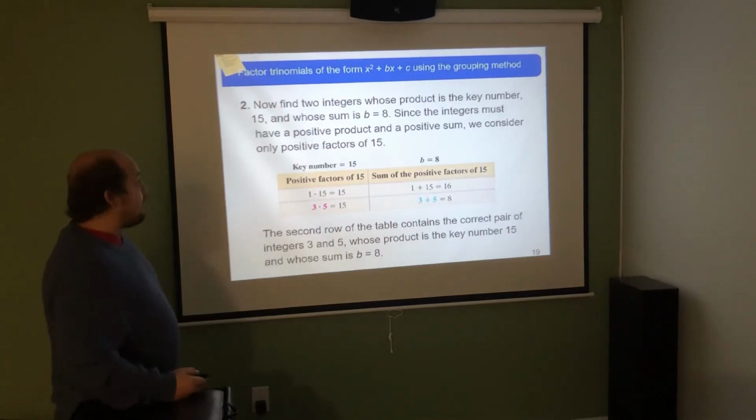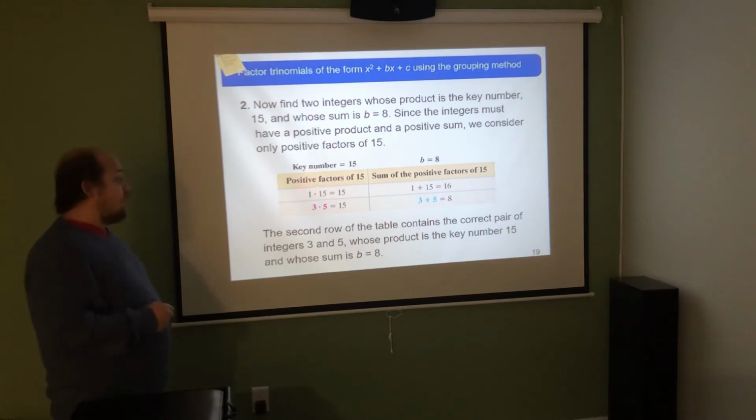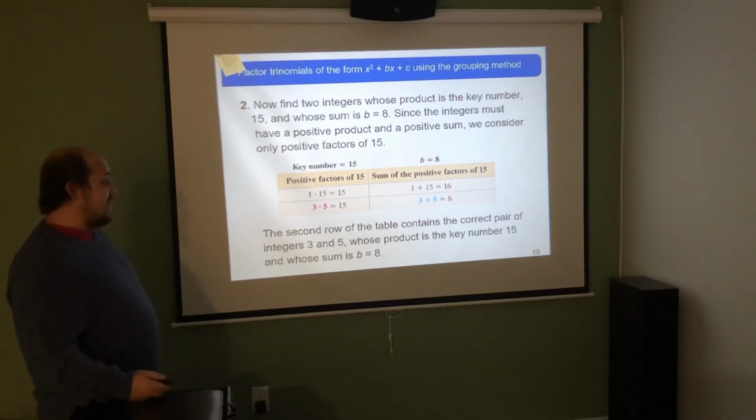So when we write out the ways to factor 15, 1 times 15 does it, 3 times 5 does it, but 1 plus 15 would give me 16 when I'm looking for 8. 3 plus 5 is the way to get to 8.